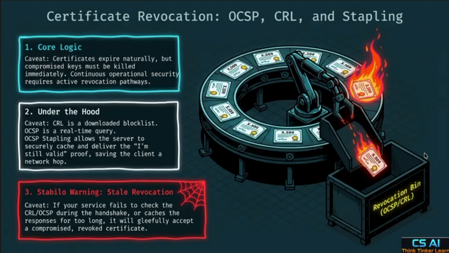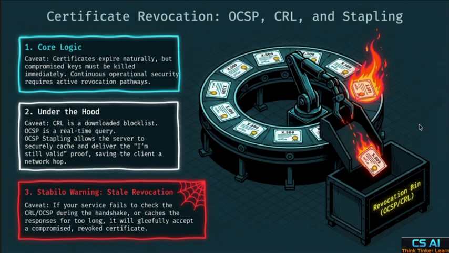What happens when the key is compromised? We need a way to kill it immediately. Certificates naturally expire, but for emergency kills, we use revocation. CRLs are downloaded in bulk, but they can get massive and stale. OCSP is a real-time query to the CA, but it adds latency.